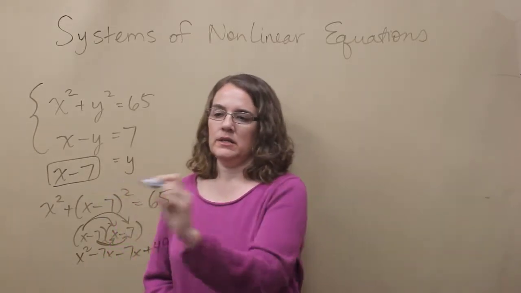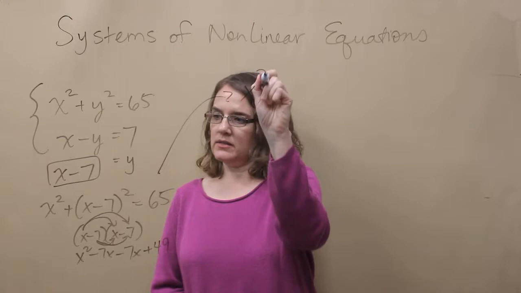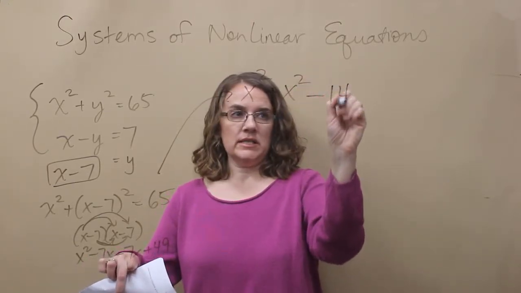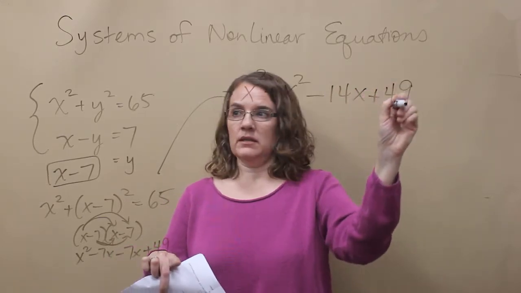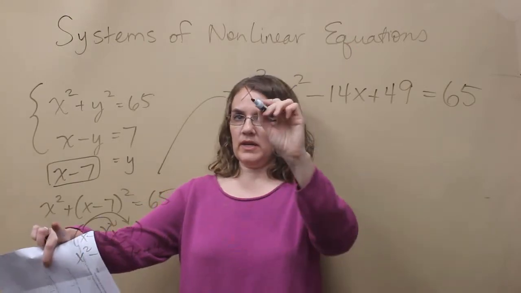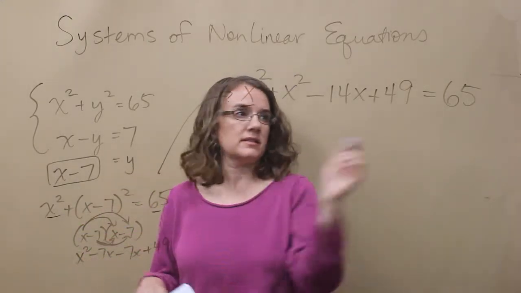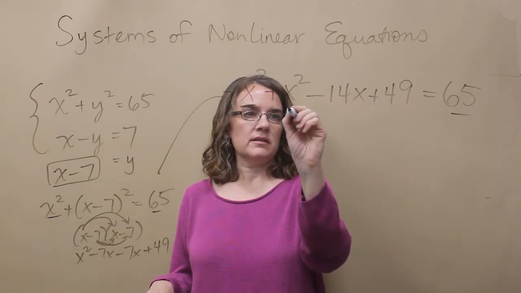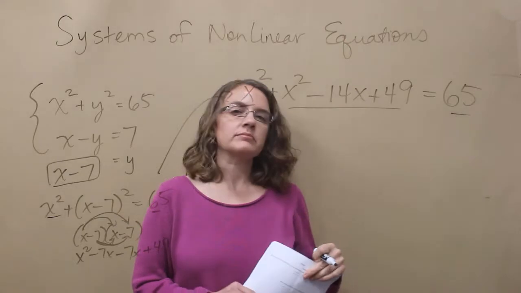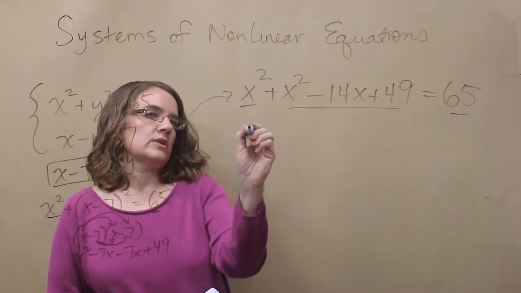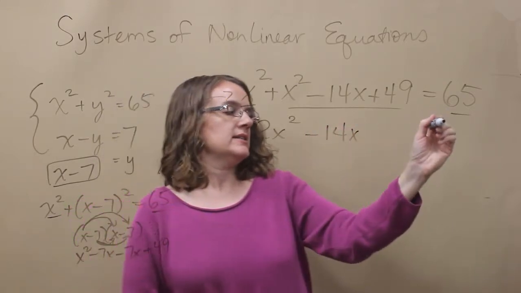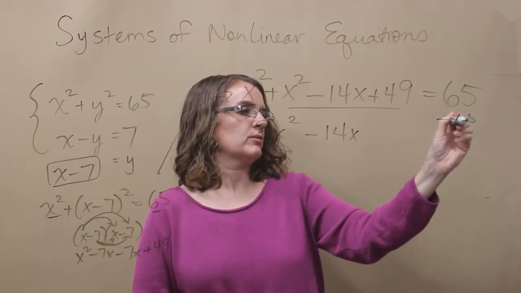So what we end up getting is x squared plus x squared minus 14x plus 49 is equal to 65, because everything else stays the same. We've got this x squared here, we've got the 65, and this is the multiple of x minus 7 times x minus 7. So for this, we end up getting 2x squared minus 14x, and I need to take away 65 from both sides.